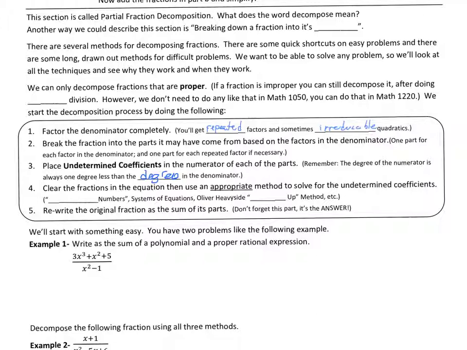One came from one of the teachers, what she calls her sweet numbers. The other uses systems of equations, which we know. And then there's another one, named after Heaviside, called the cover-up method. It's pretty similar, kind of a combination of the other two, so we won't necessarily cover that one today, but we'll do the sweet numbers and the systems. And then we rewrite the original fraction as the sum of its parts. So what does all that mean?